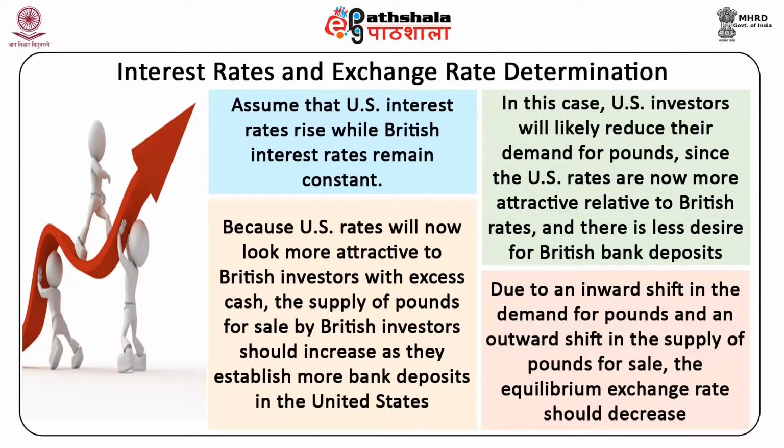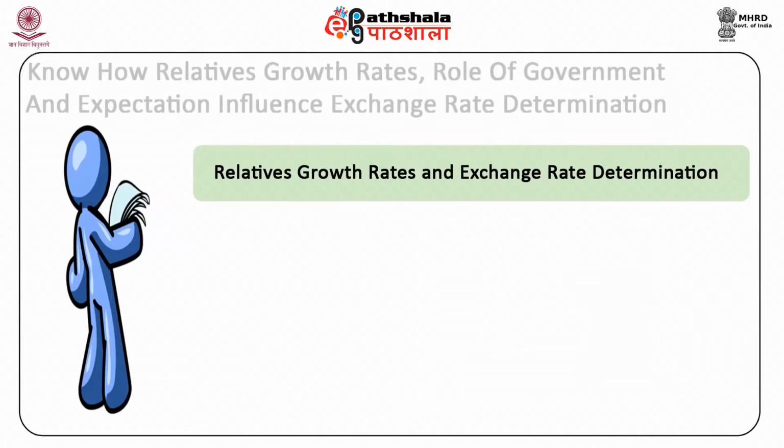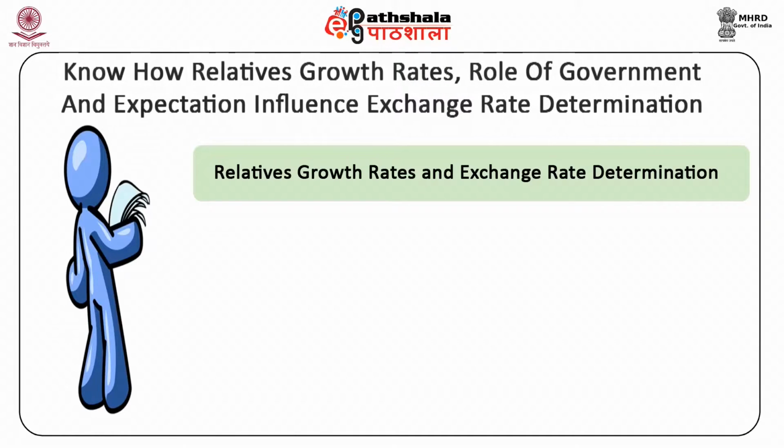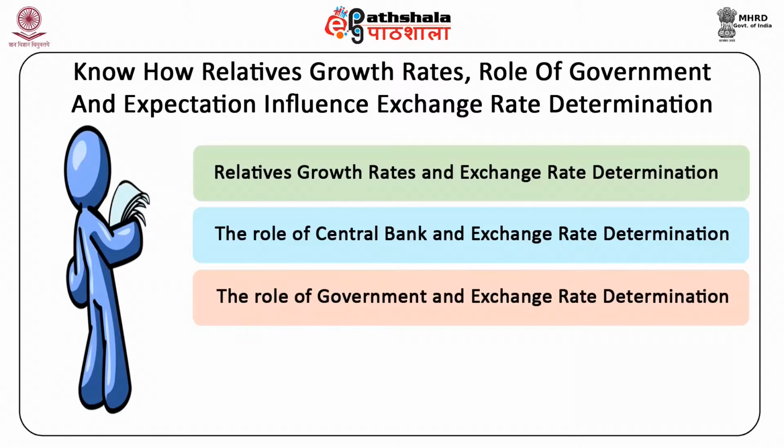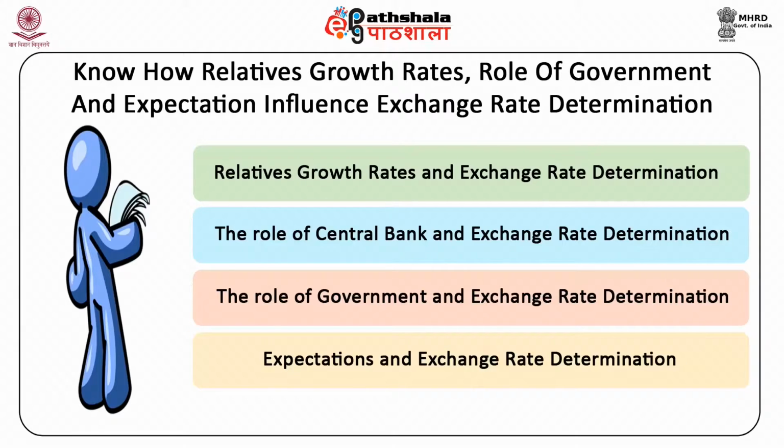Due to an inward shift in the demand for pounds and an outward shift in the supply of pounds for sale, the equilibrium exchange rate should decrease. This is graphically represented in the above figure. Relative growth rates and exchange rate determination. The role of central bank and exchange rate determination. The role of government and exchange rate determination. Expectations and exchange rate determination.